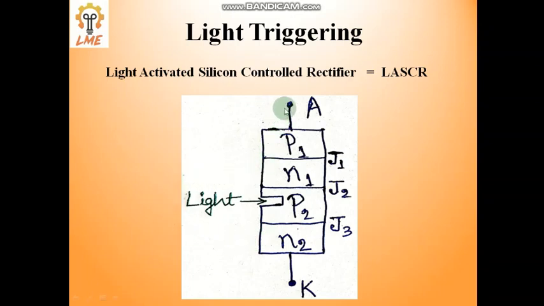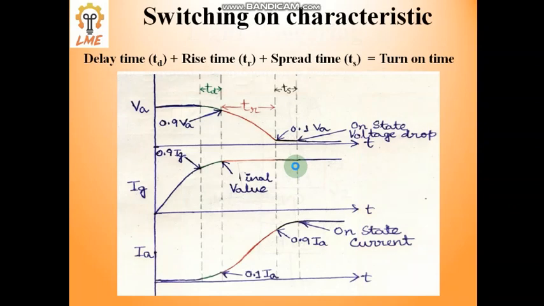Why are we using light? Because in this particular construction we may isolate the triggering process from the main electric circuit, because by using light we are not directly connected with the main electrical circuit. So this is an isolated triggering method. This is also a very effective case.